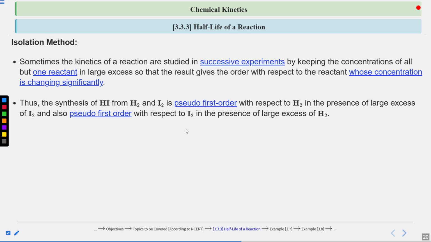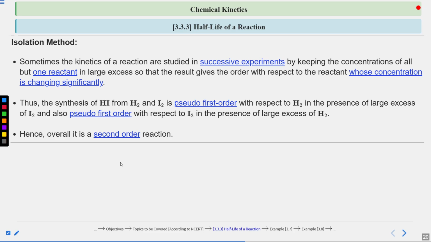So the synthesis of HI from H2 and I2 is an example of the isolation method of determining the order of the reaction. Hence, overall, it is a second order reaction. This HI synthesis from H2 and I2 is overall a second order reaction, but acts as a pseudo first order.